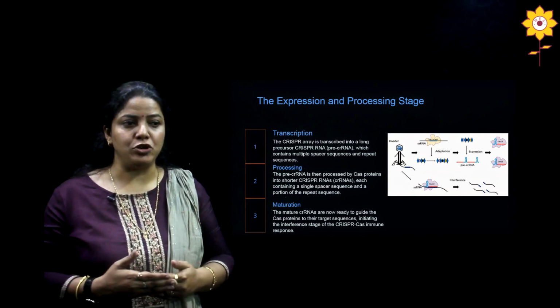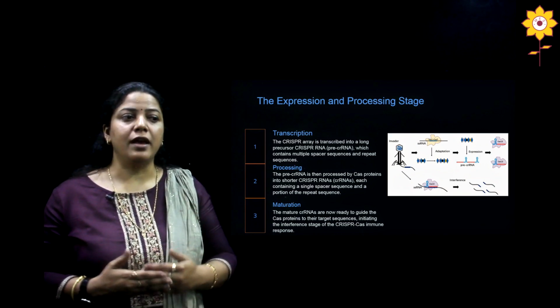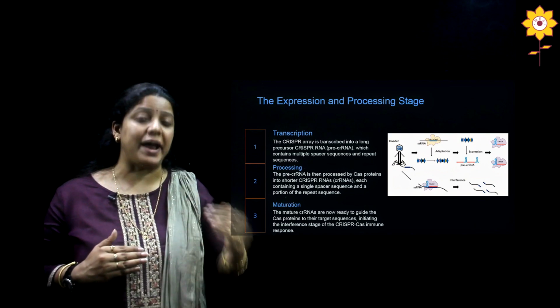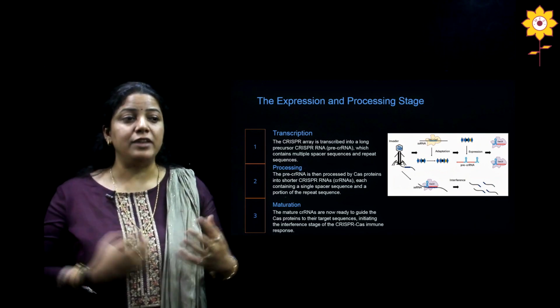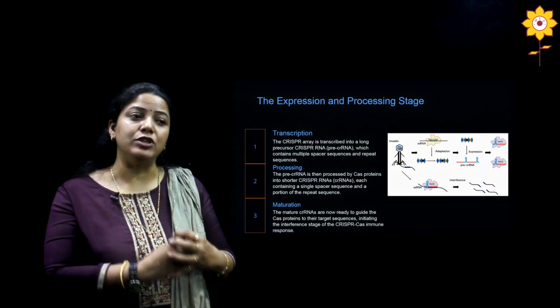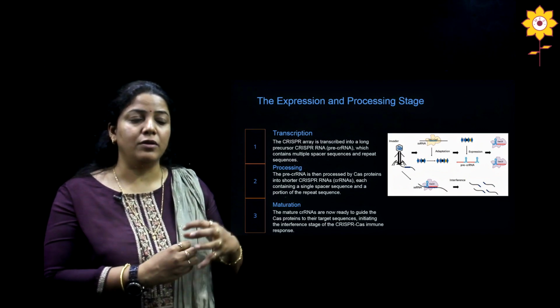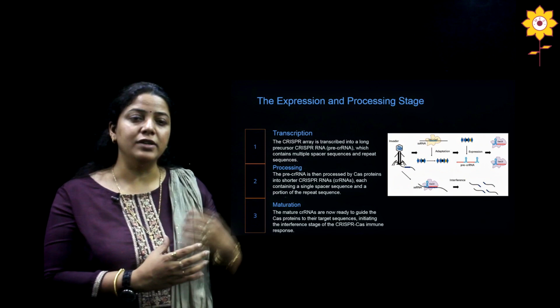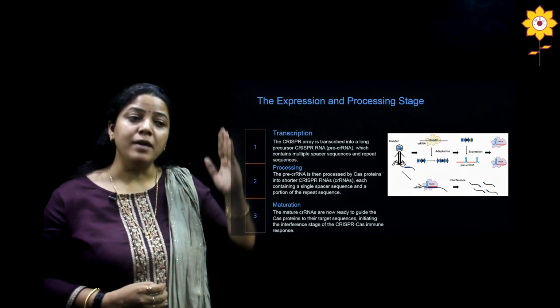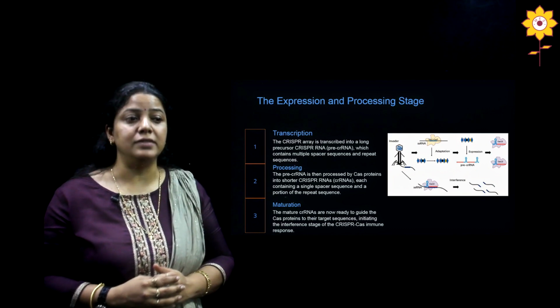Then you have the maturation. So the mature crRNA would now be able to guide. It will go and bind. Maturation will happen only when the Cas proteins are combining with the crRNAs, and together going and binding to the target sequences.